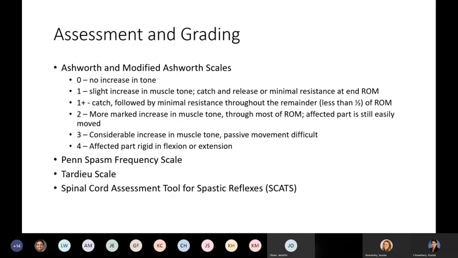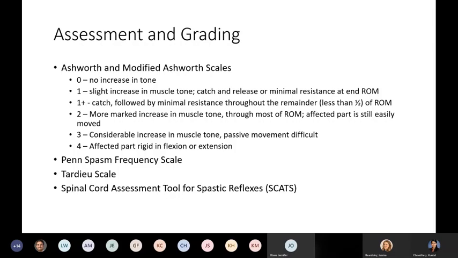And so the grading is dependent on the amount of the range of motion under which you will feel resistance, as well as the degree of resistance felt. There is a fair amount of subjectivity in this, and so these definitions are here and we try to be as consistent as possible, but the MAS is known to have fairly poor inter-rater reliability when used in research and such things, so just something to keep in mind.